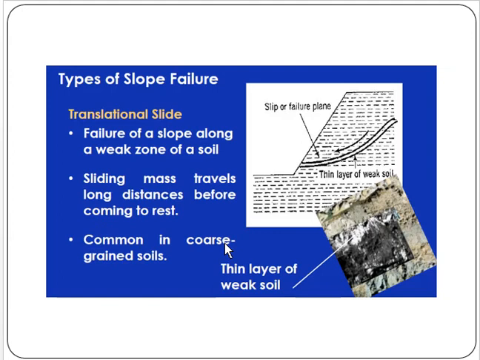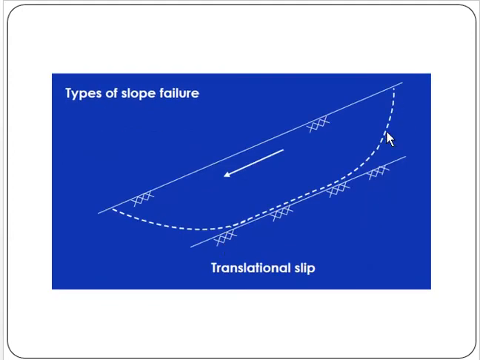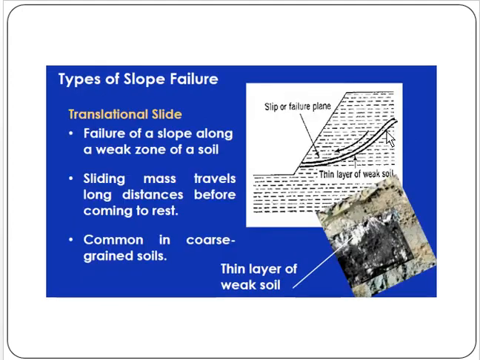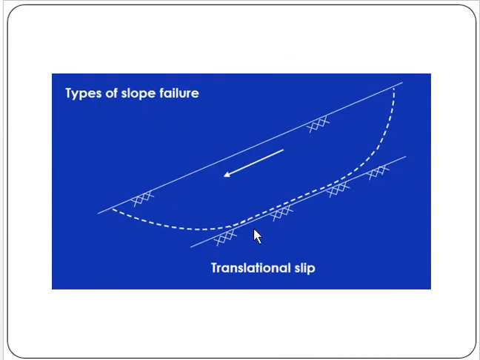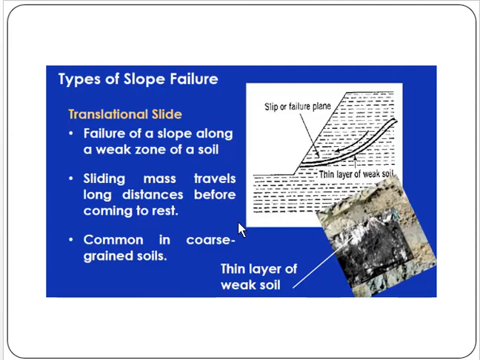Okay, so this is the translational slide. In the case of a translational slide, there is failure of a slope along a weak zone of soil, and the sliding mass has to travel a somewhat long distance before coming to rest. That is the translational failure. It is a common case in coarse-grained soils. Okay, that is translational failure: failure of a slope along a weak zone of soil, where the sliding mass travels a long distance before coming to rest.